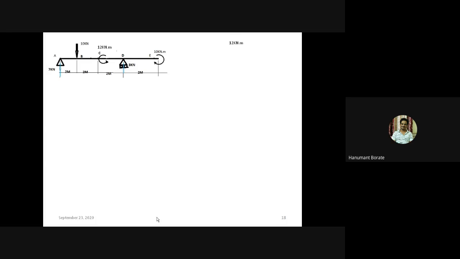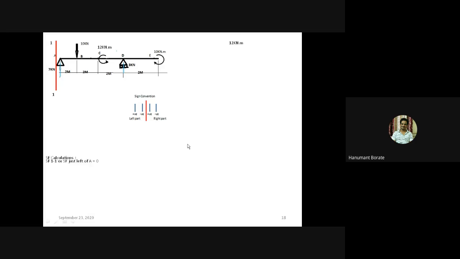Now, according to the section of critical points rule, we need to take a section just before the point load and just right of the point load. In this load diagram, there are three point loads: this Ay, that is 7 kilonewton, this 10 kilonewton, and Dy, which is 3 kilonewton. And there are two moments. Now the first section is just left of this point load, just left of the vertical load.